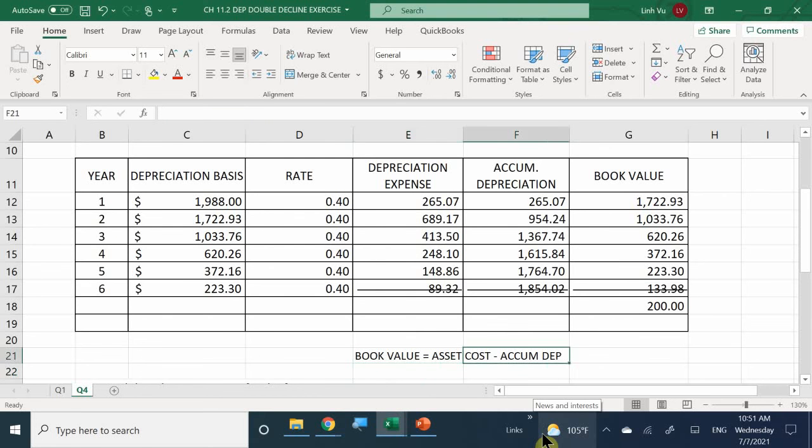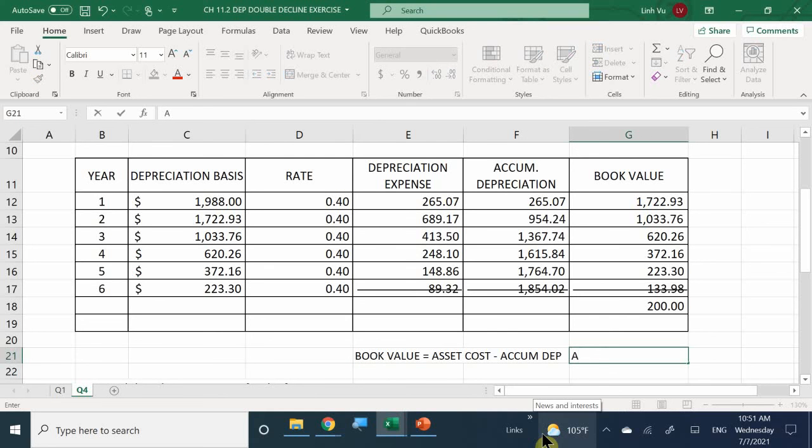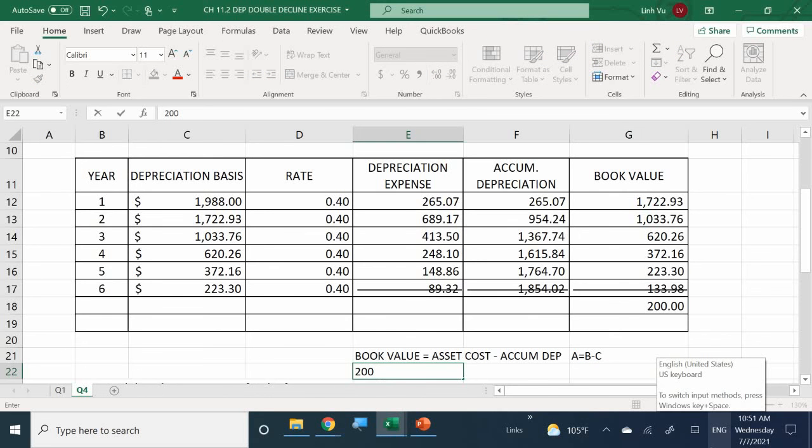So same idea here. This is going to be A equals B plus C, or in this case, minus C, sorry. I'm going to be working backwards. So in this case, I know what my book value is. My book value currently is now 200. And I also know my asset cost is 1988. And now I need to solve for what the accumulated depreciation is.